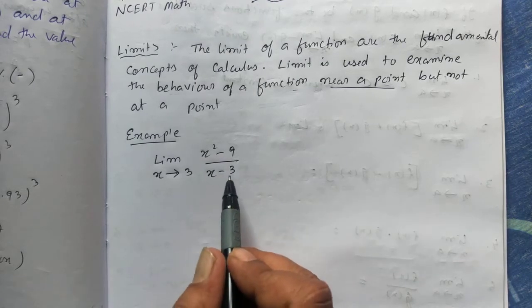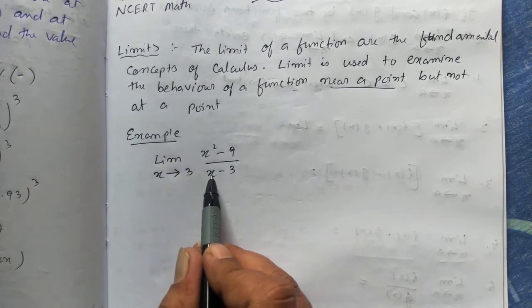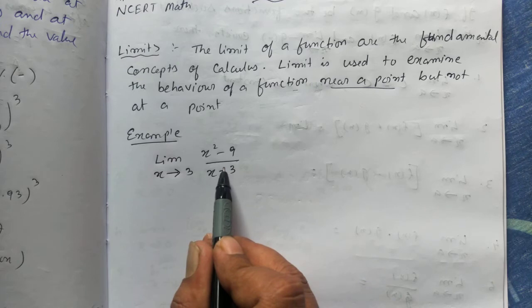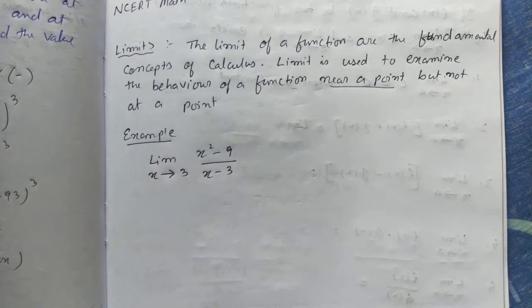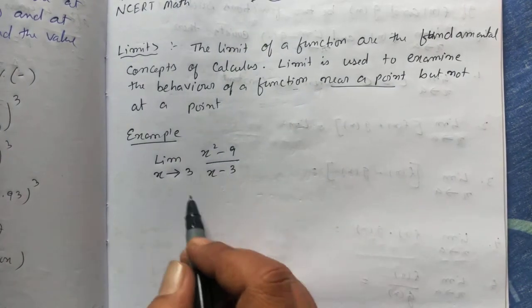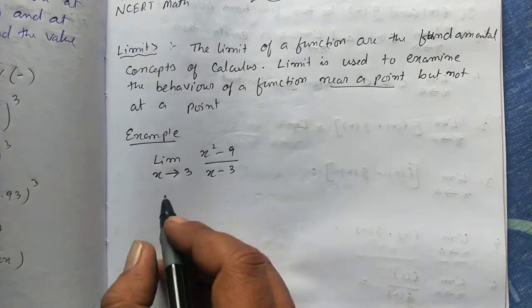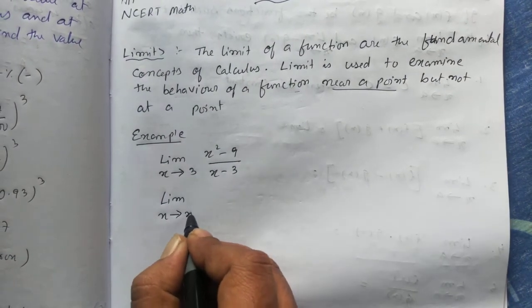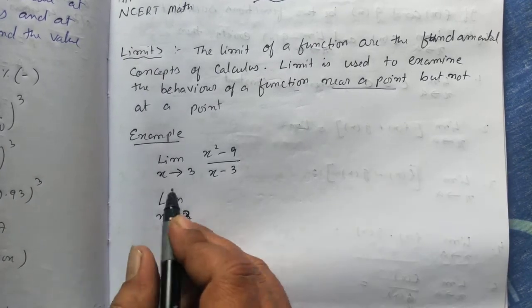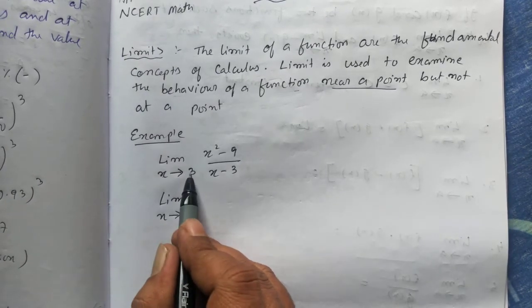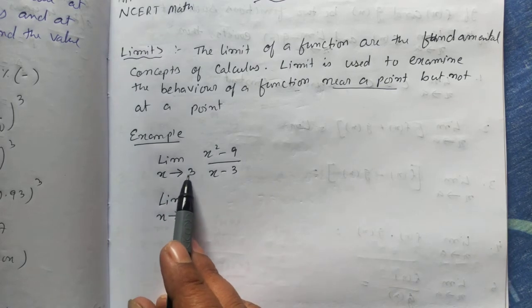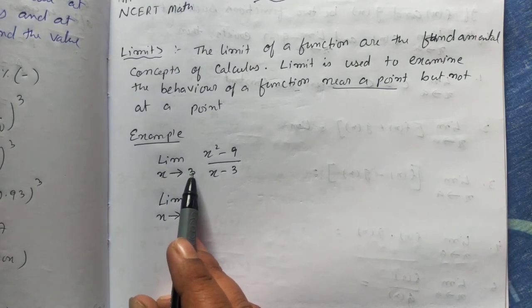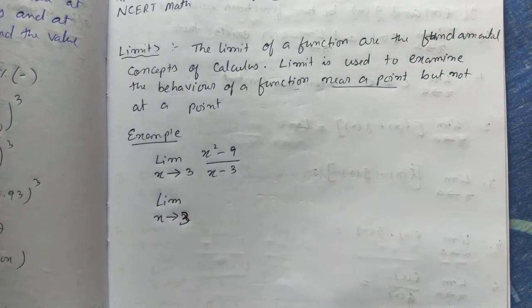You have to know that if I put the value 3 here, this denominator will be 0 and you will not be able to determine it. So we cannot do this. We have to do some algebra here. When we say x tends to 3, that means it is not equal to 3, it's approaching 3.